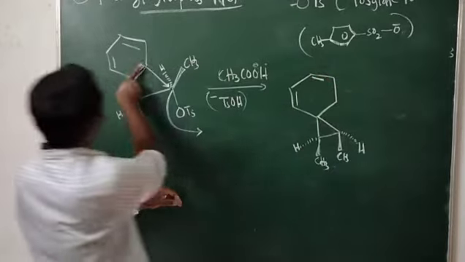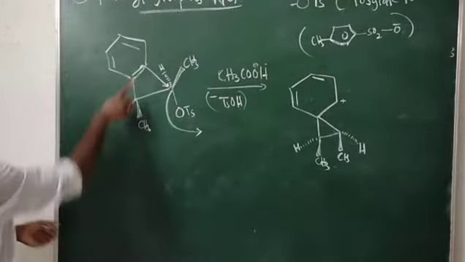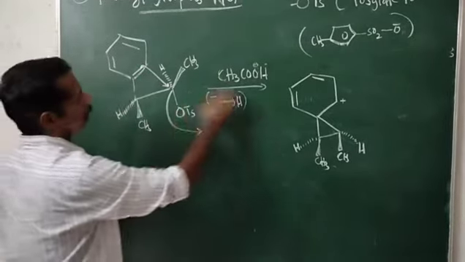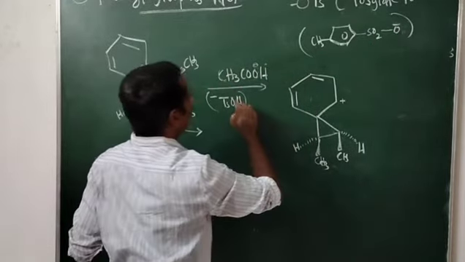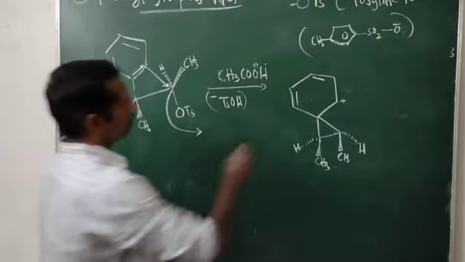Since the bond is breaking from this carbon, it is getting a positive charge. So it is very clear. The bond breaks from this carbon with OTS minus. This OTS minus is taking this hydrogen and it will change into TsOH. That's a leaving group. Okay. Now look at this structure.